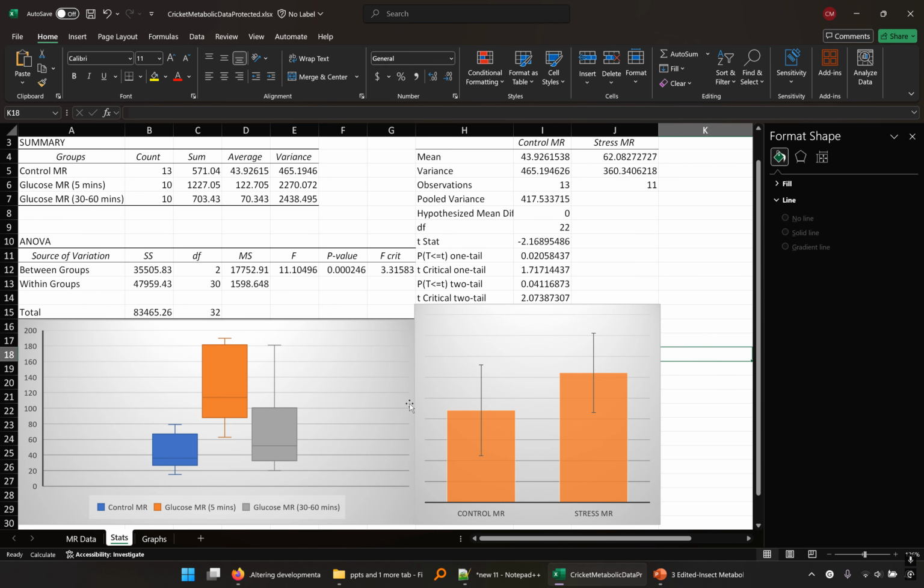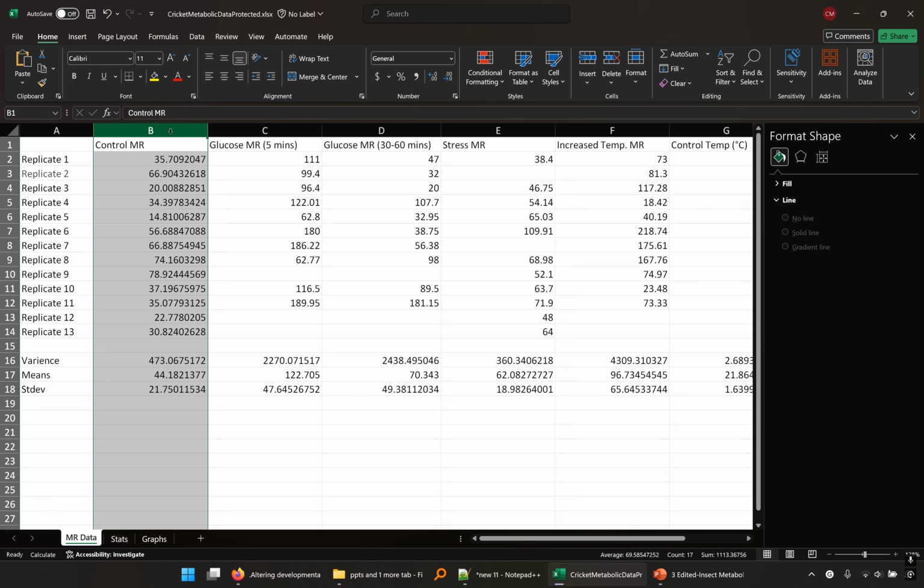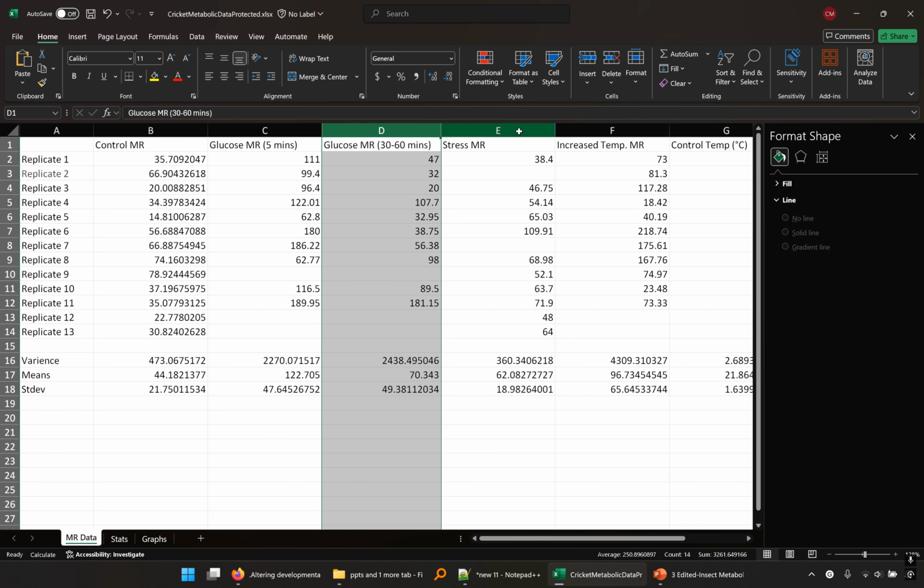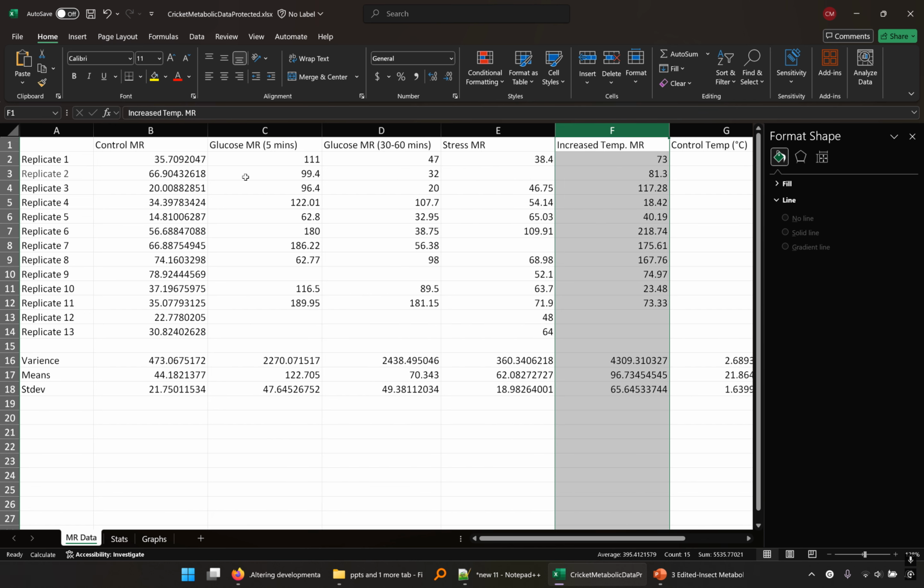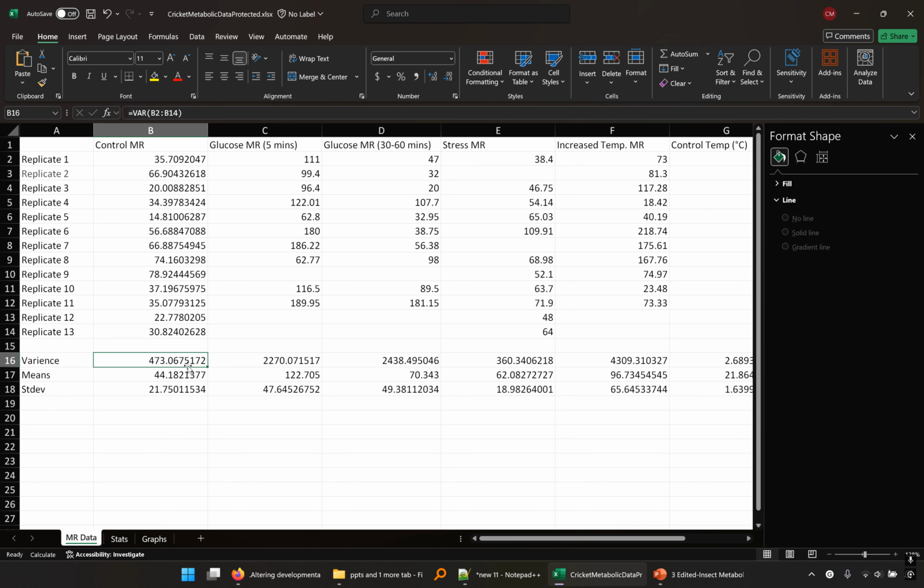So how do we perform an ANOVA and a t-test? That is the final section of this, and again, it's fairly simple. So how to perform your ANOVA. So you see these values right here. We see a group of values right here. See your group of values for glucose, for stress, and increased temperature. Each one of these has their own normal distribution. That's what these variance values are talking about.